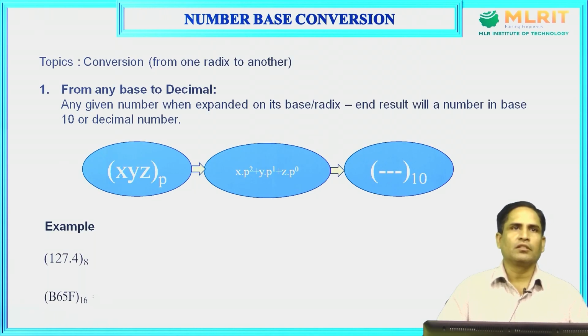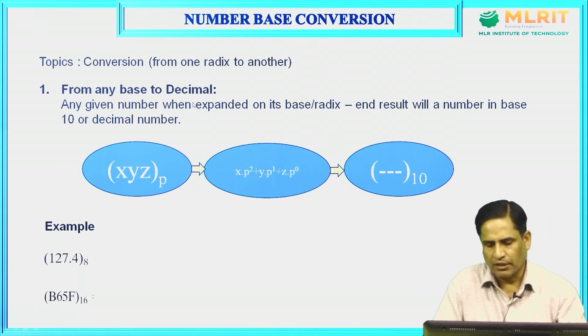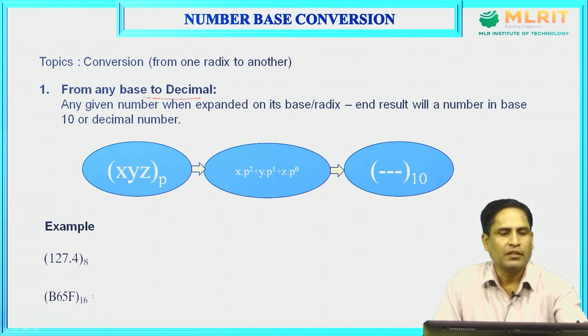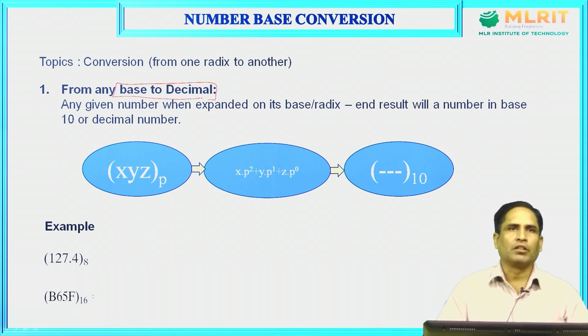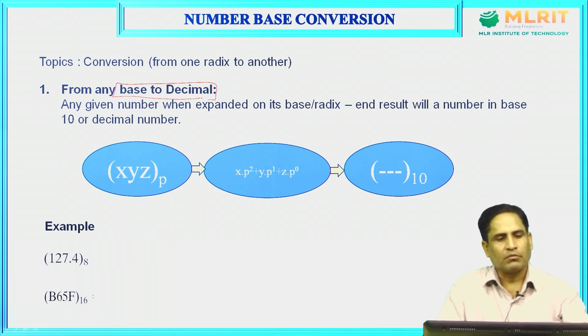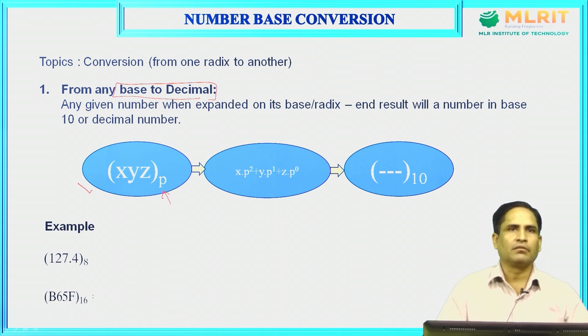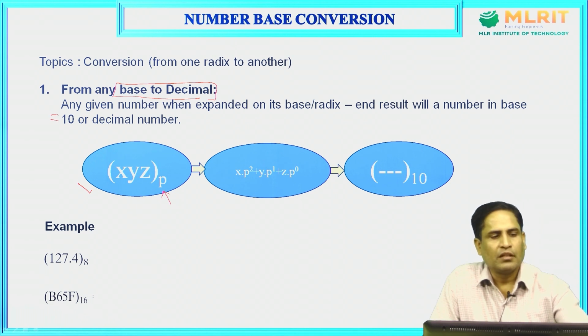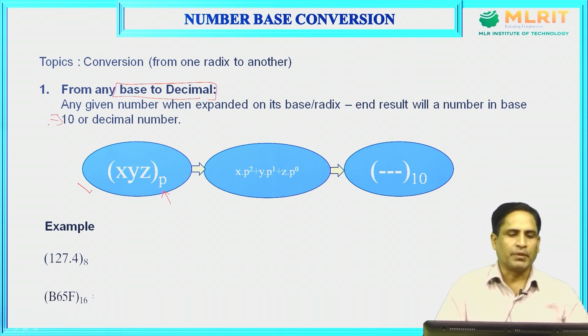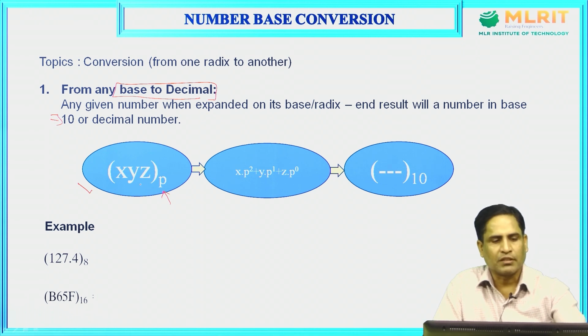First, we are going to discuss conversion from any base to decimal. That means a particular number is given, and we will discuss how it can be converted into the decimal number system. So we have taken a very general number on a general base. The number is xyz and the base is p, that is, the radix is p. The procedure is that the number is expanded on its base, with its position values: z has a position value of 0, y has a position value of 1, x has a position value of 2.